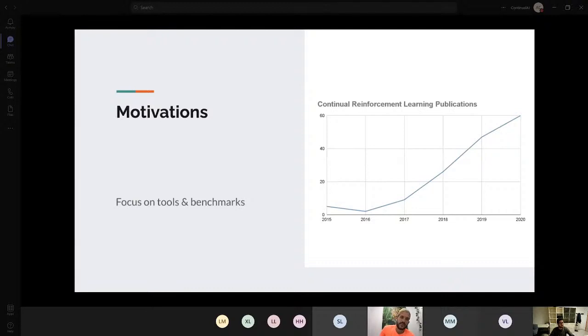So getting right into the focus of this talk. The motivation behind the work is that in most recent years we've seen a rise in interest in publications regarding continual or lifelong reinforcement learning. And despite that, the scene still lacks a central reference for practitioners and researchers alike. So we decided to focus on tools and benchmarks that would enable those people working in continual reinforcement learning to help the growth of the field.